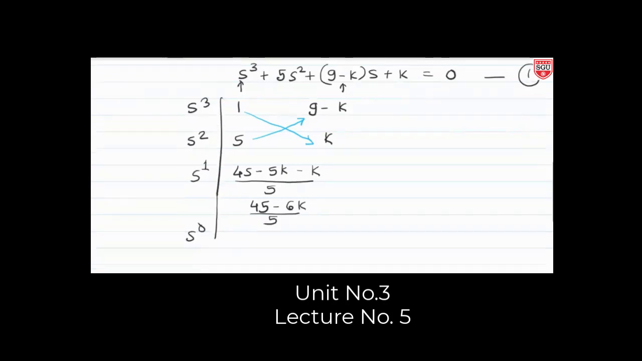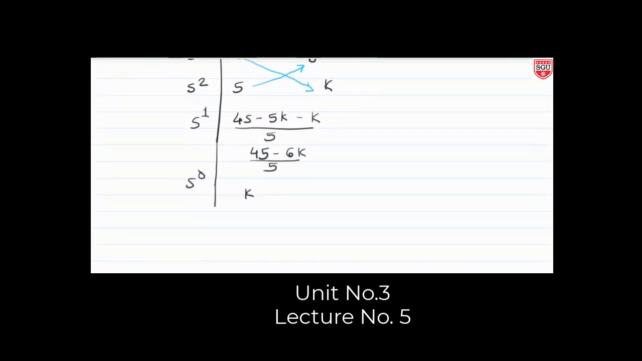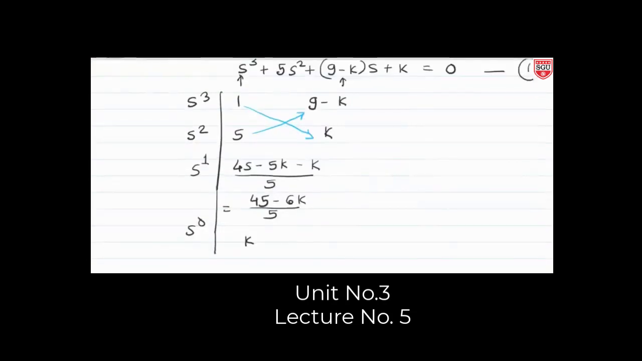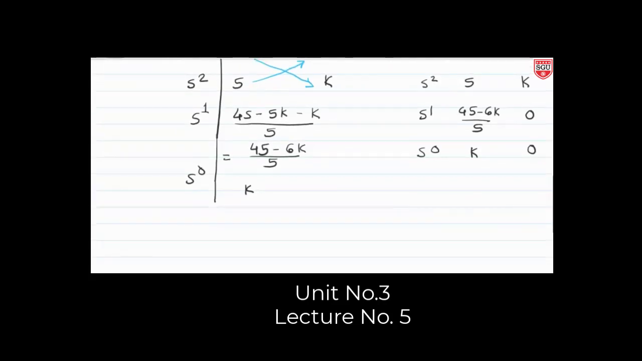And s raised to 0 will again, always, be K, remember. Because this multiplied by K divided by this, multiplied by 0, divided by 45 minus 6K divided by 5, it will come K. So our rows are like this: s cube, s square, s1, s raised to 0. First row is 1, 9 minus K. Second is 5, K. Then (45 minus 6K) divided by 5, 0. And K, 0. Now we have to find out the values of K.